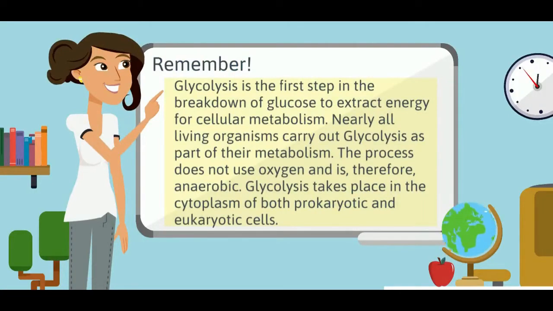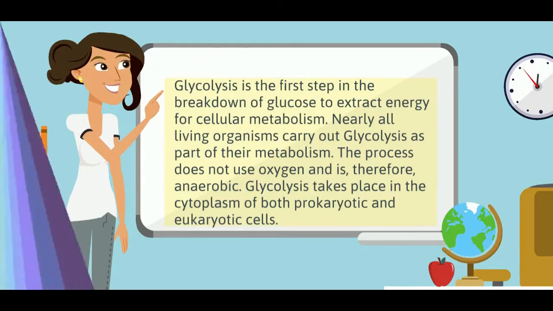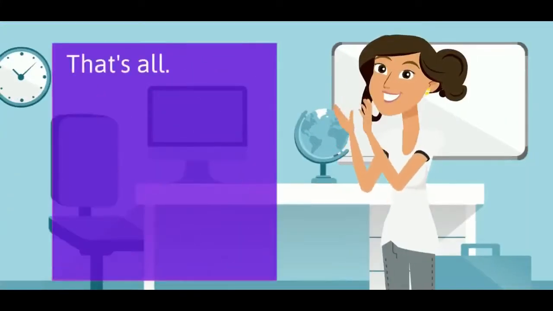Remember, glycolysis is the first step in the breakdown of glucose to extract energy for cellular metabolism. Nearly all living organisms carry out glycolysis as part of their metabolism. The process does not use oxygen and is, therefore, anaerobic. Glycolysis takes place in the cytoplasm of both prokaryotic and eukaryotic cells.